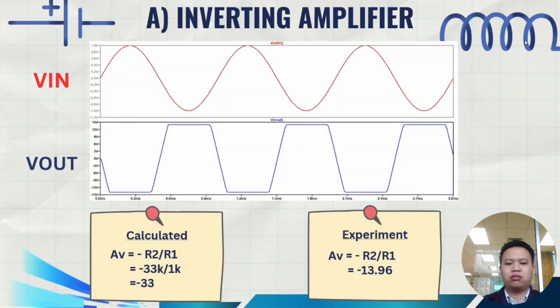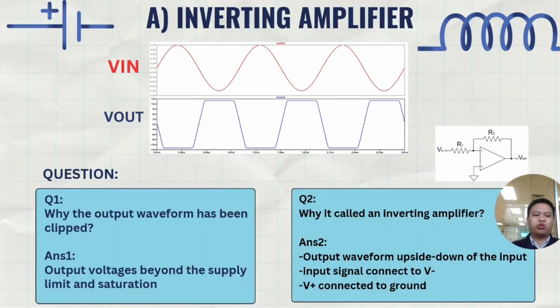In this case, the output is inverted by 180 degrees. We calculate the value of AV as negative 33 and the experiment value for AV is negative 13.96. These two values have some gap because the supply voltage limits the output, so it is clipped. For question 1, why has the output waveform been clipped? This is because the output voltage goes beyond the supply limit and saturates.